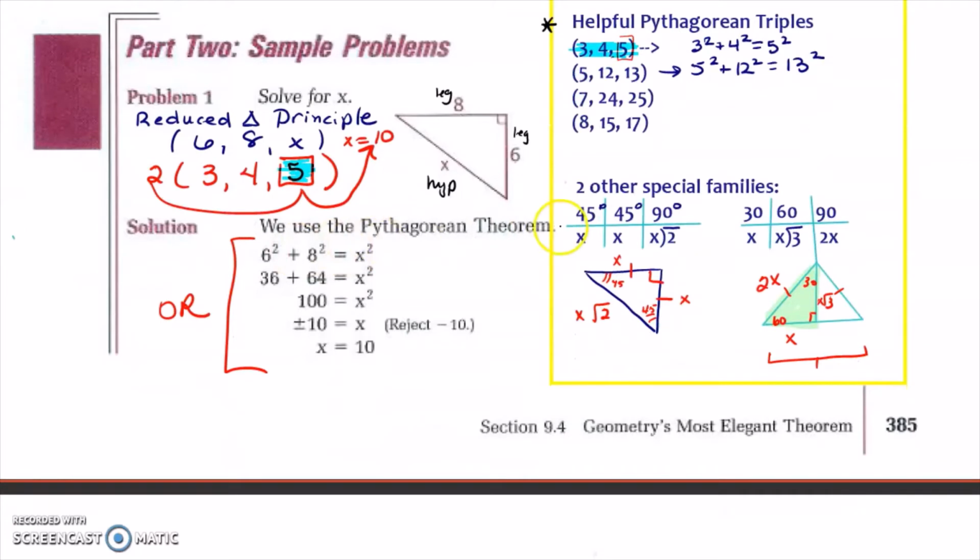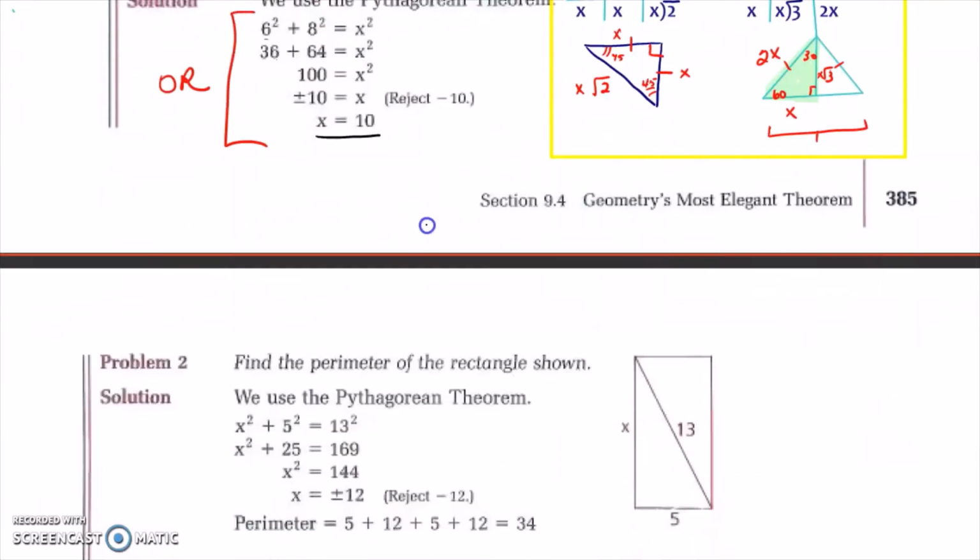Or we can use the Pythagorean theorem, where you'd write it out one leg, 6 squared, plus the other leg, 8 squared, equals the hypotenuse squared. So 36 plus 64 is 100, and then you'd get plus or minus 10. But since we're only dealing with lengths, we would reject the negative value and just see the positive 10 as the length of the hypotenuse. So using either method, you're going to get the same answer.